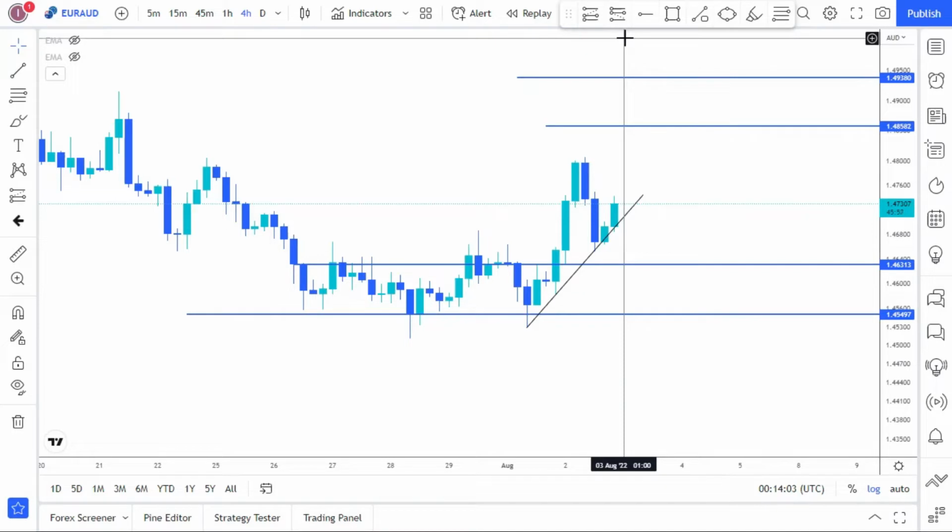So what I do basically: if the trend is up, I buy. If the trend is down, I sell. If it's a bullish trend, I'm buying. If it's a bearish trend, I'm selling. So that is how I do the trade. I keep it very simple.